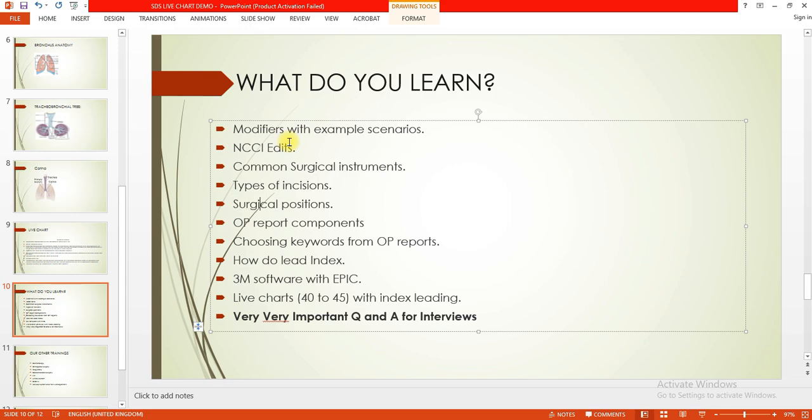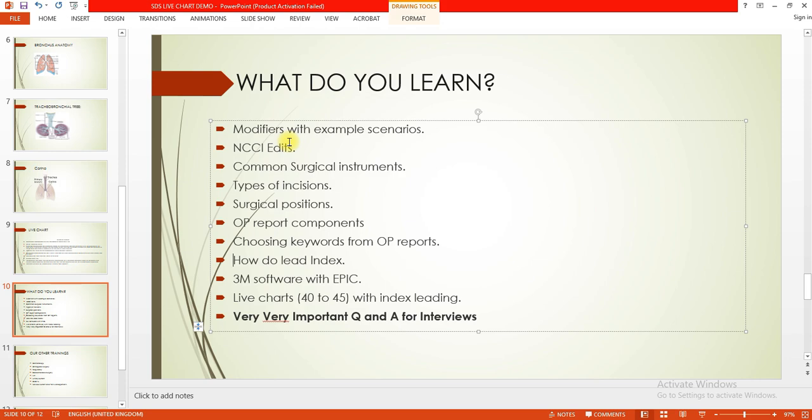Next we will learn surgical positions. Based on the surgical position, you can understand what procedure the physician is going to perform. Next we will learn operative report components. What are the components of an operative report and where to pick the diagnosis. All those things we will learn during our live training. Next we will learn choosing keywords from operative reports, how to choose the keywords from the operative reports.